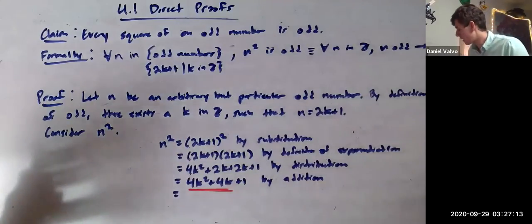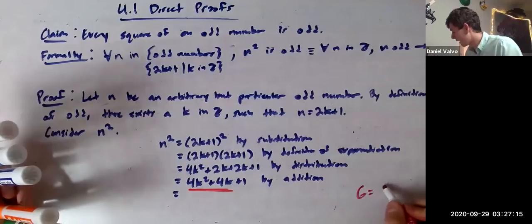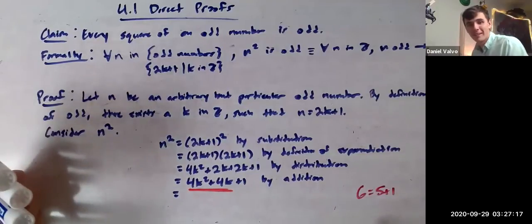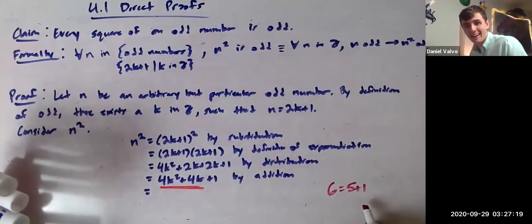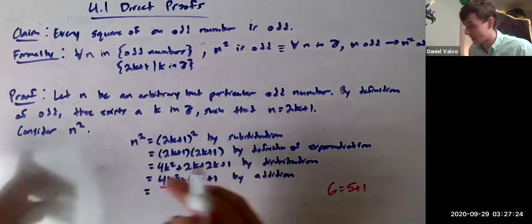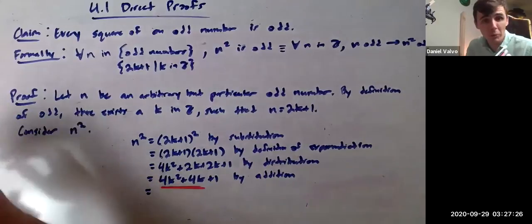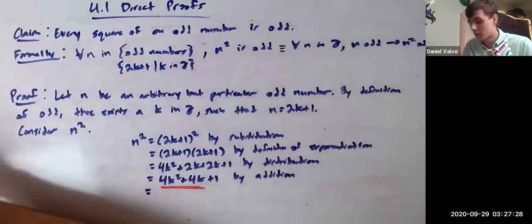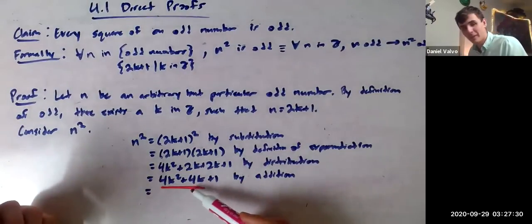For example, 6 equals 5 plus 1, but 6 is not odd, right? It has to be an even plus 1. And even is just a multiple of 2. Does this look like a multiple of 2?